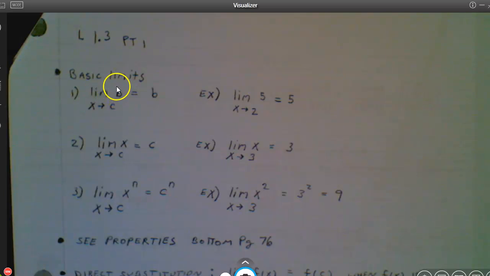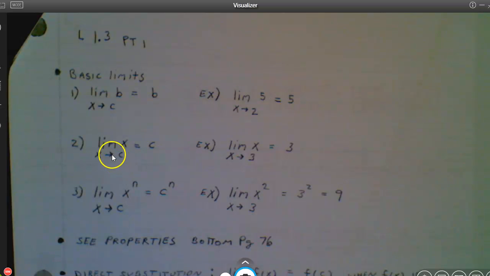The limit as you approach any value of b, so this would be more like a constant like you're seeing over here. So here's a real number example. As x approaches any value, my answer would simply be this. So if you think of the equation y equals 5, well, no matter what value for x I have on that line, my y value is always going to be 5.